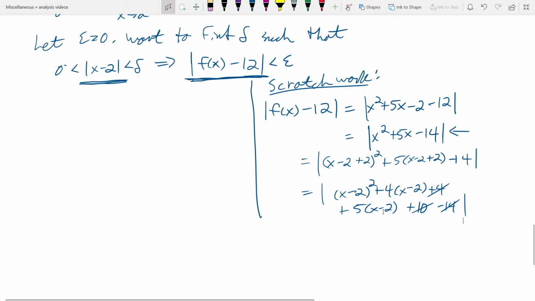The expression here should vanish at x equals 2. Otherwise, it's not going to get small, which it needs to for this to work. Okay, so then we get (x − 2)² + 9(x − 2).